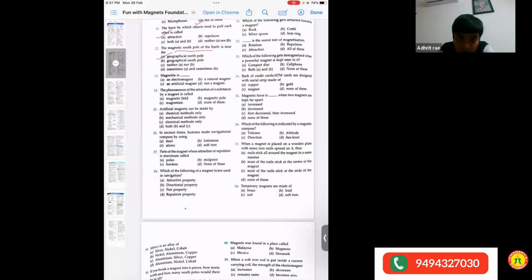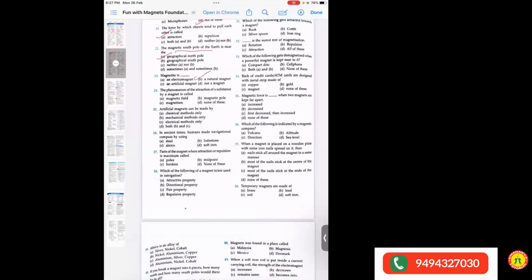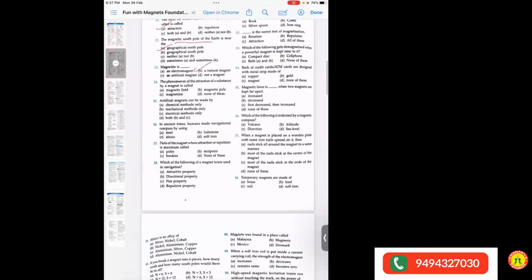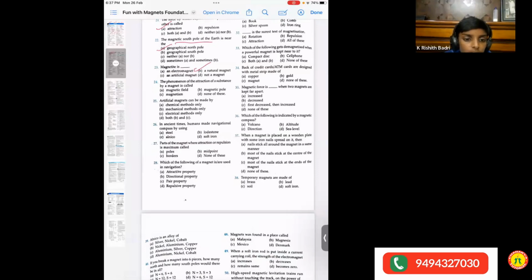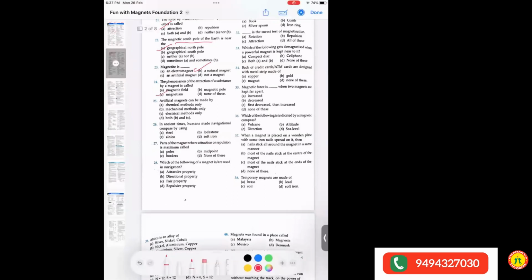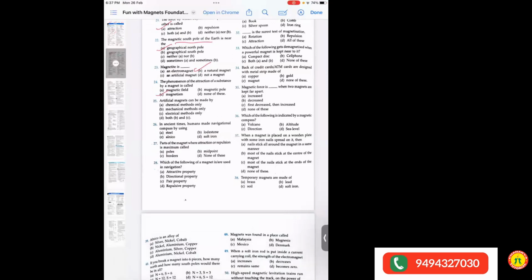Yes, ma'am. Question number 23, Adrit. Yes, ma'am. Magnetite is, ma'am, B, a natural magnet. Correct. So, magnetite is a natural magnet. Yes, ma'am. 24. Rishit. Yes, ma'am. The phenomenon of the attraction of a substance by a magnet is called, ma'am, is it magnetism? Correct. So, it is called magnetism.